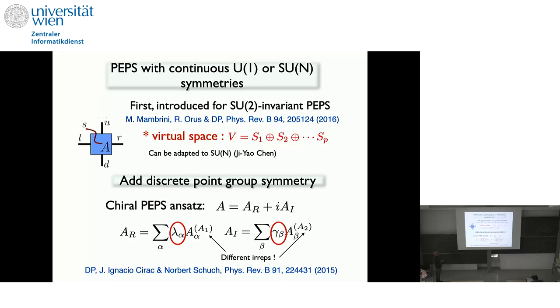And then the other ingredient, which is very important, and which was first introduced quite some time ago with Ignacio and Norbert, is to also consider the point group symmetry. So if you classify the PEPS according to the point group symmetry, you can classify them according to the irreps of the point group. Here it's C4V, so there is, for example, the A1 irrep, which is a completely symmetric state, and there is the A2 irrep, where, if you make a reflection, you get a minus sign. Now, if you make this linear combination of the basis of tensors of each symmetry, and then you add them with an i here, the result is that with this ansatz, when you make a reflection, basically you pick up a minus sign here.